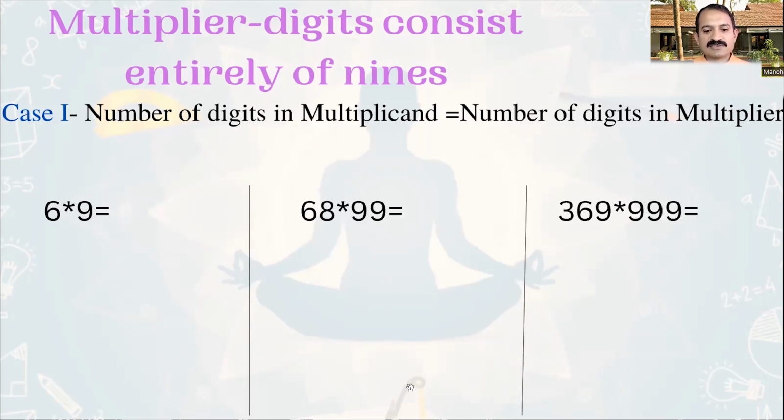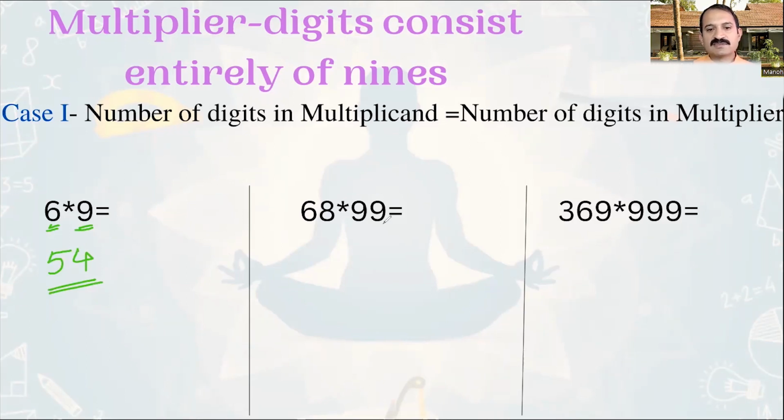So let's say 6 into 9. The procedure is you have to first subtract 1 from the multiplicand. So 6 minus 1 will become 5, and then subtract this new number, that is 5, from the 9 series or the multiplier. So 9 minus 5 becomes 4. So this is 54. So we know 6 nines are 54.